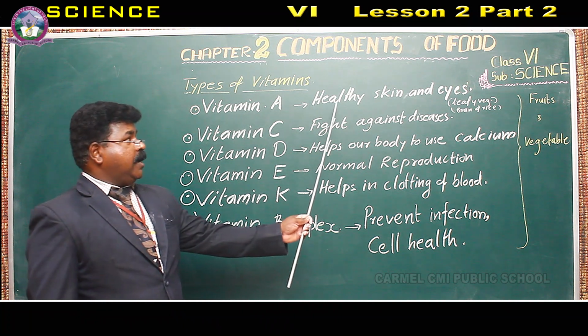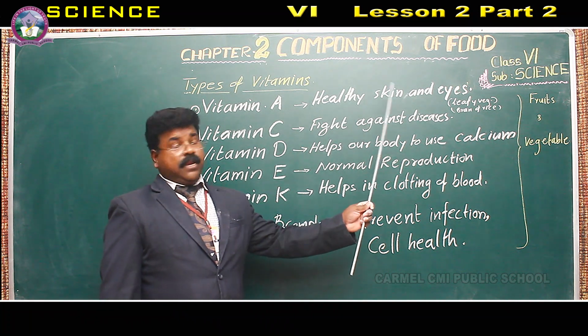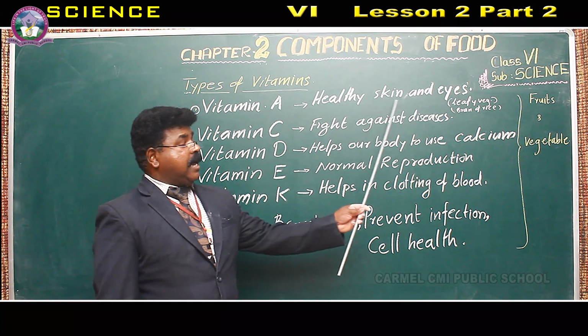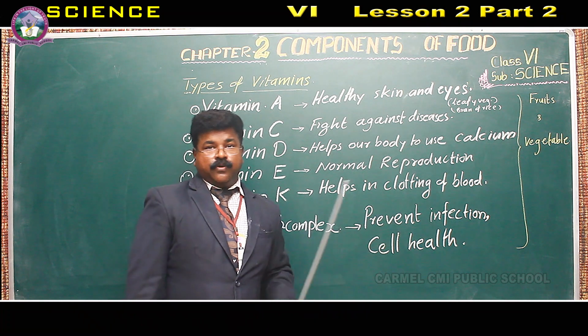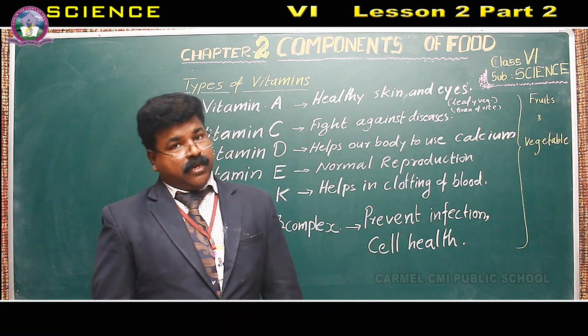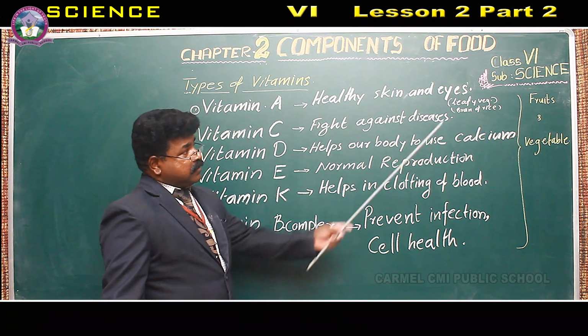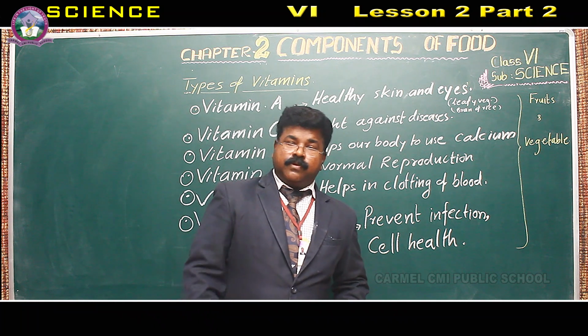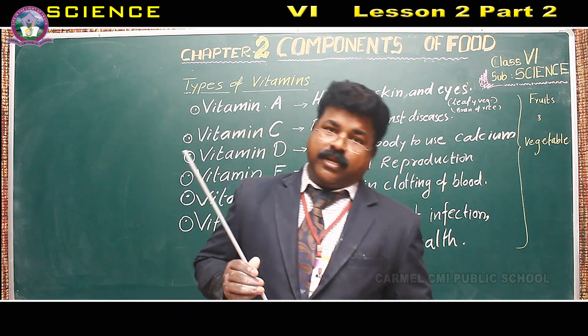So vitamin A keeps our skin and eyes healthy. For healthy skin and eyes, we need to have a sufficient amount of vitamin A containing food materials in our diet. So what are some examples I have given here? Leafy vegetables. All the green leafy vegetables will have a sufficient amount of vitamin A.